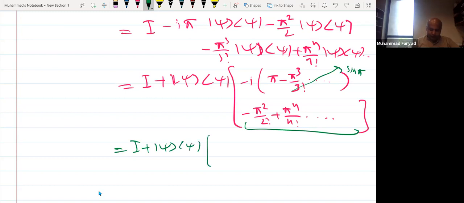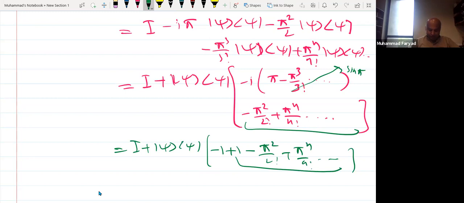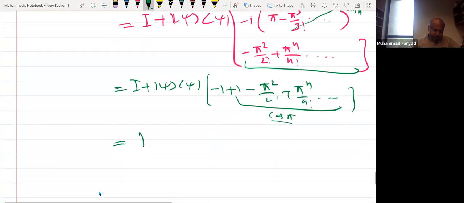and this is something that if I subtract a 1 and then add another 1, so this becomes pi square over 2 factorial, pi 4 factorial. So this is a series for cosine pi, is it? Yes, so this is a series for cosine pi because cosine is 1 minus x square plus x4 and so on. So this cosine pi is -1. So -1 and -1 is -2. So this becomes I minus 2 psi.